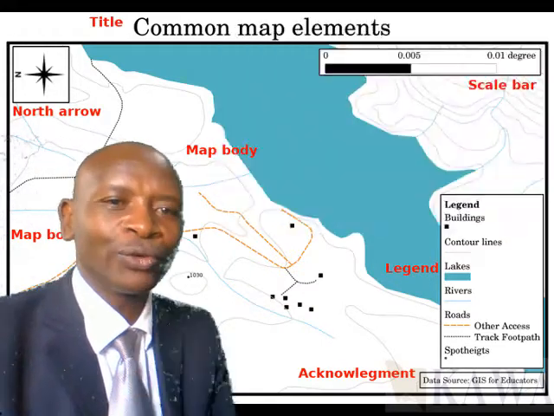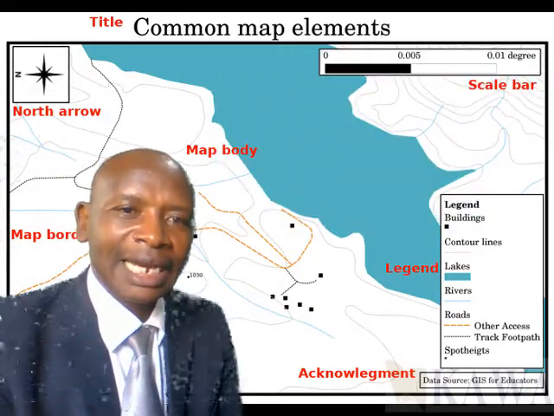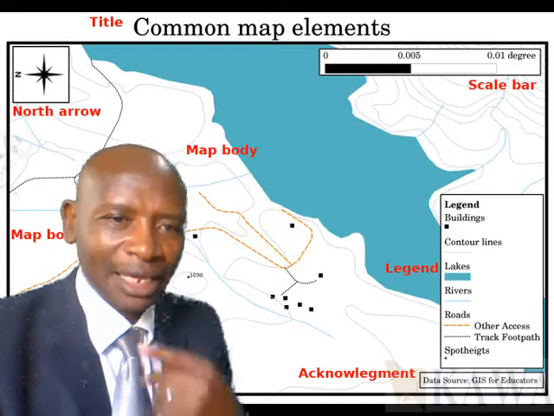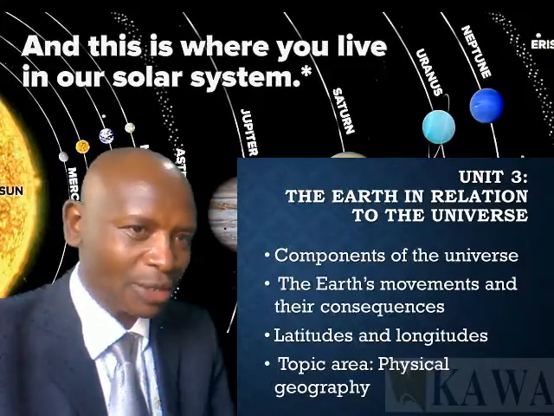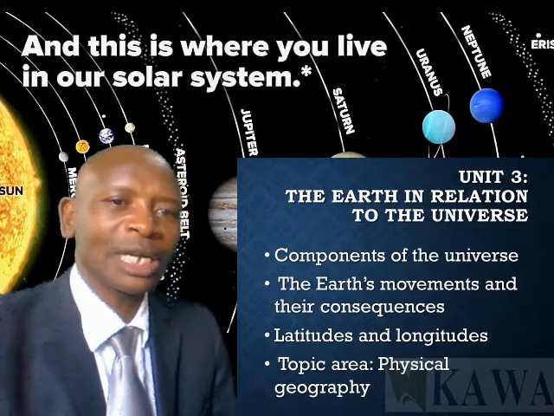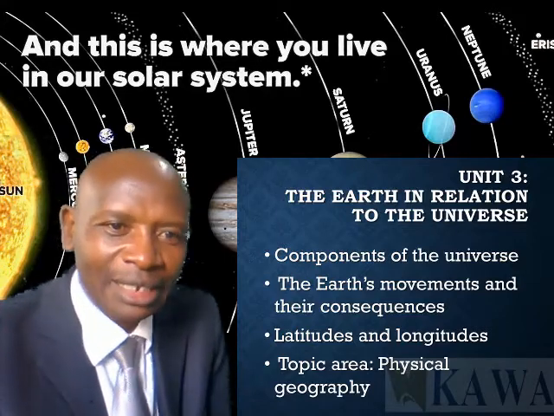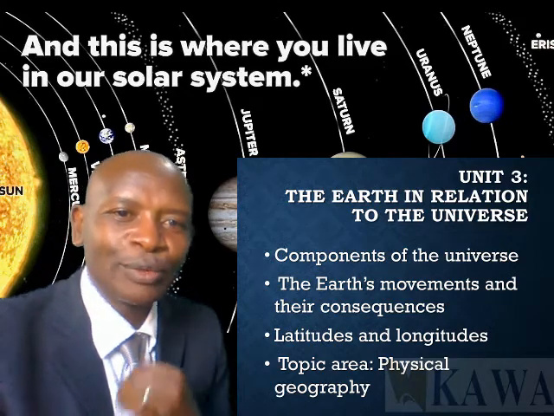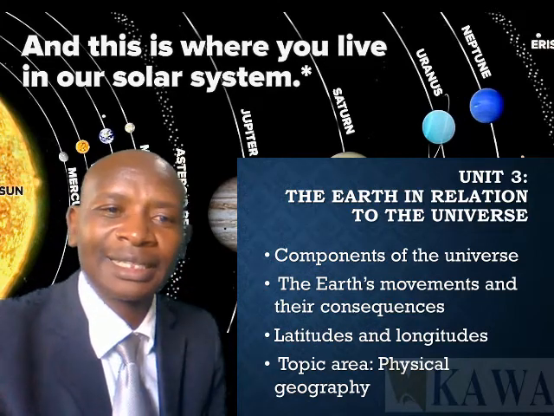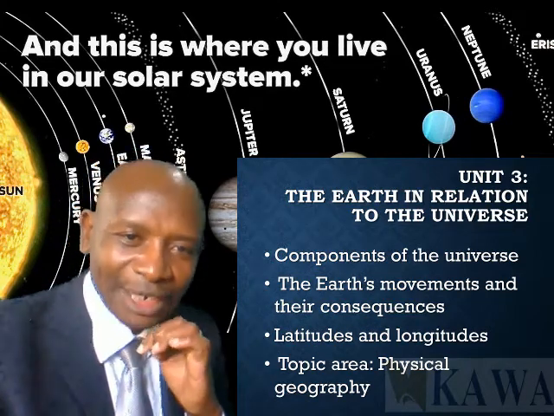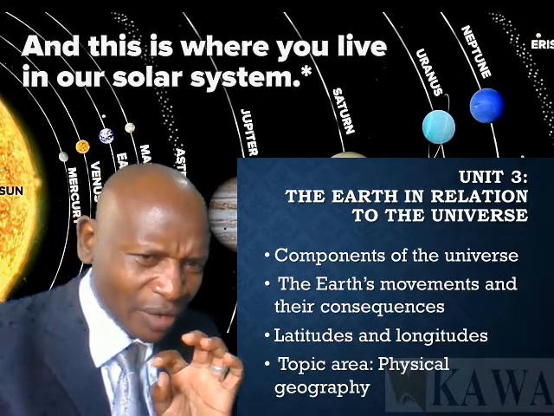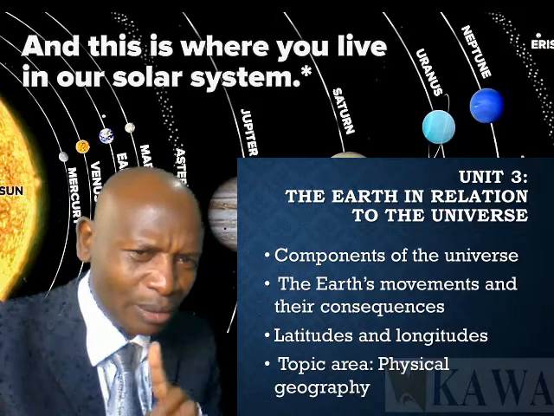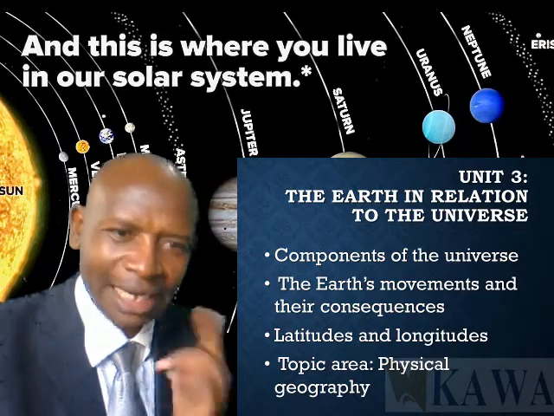Now, this will be followed by the understanding of the Earth and the universe. And the Earth and the universe is Unit 3. It focuses on the components of the universe, the Earth's movements and their consequences. It also looks at the latitudes and the longitudes. And in the physical geography there, we shall talk a lot more about understanding the Earth and the universe.